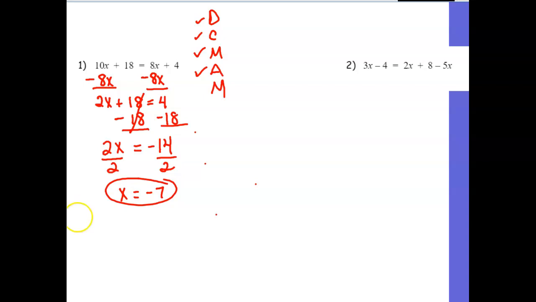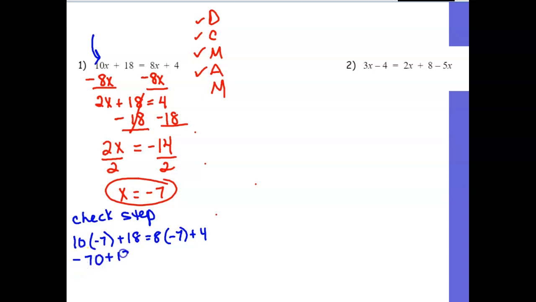What's nice about solving equations is you can actually plug that in and do what's called the check step. The check step works like this. We're going to take that negative 7 and go back to the original equation and plug in, instead of 10x, we're going to say 10 times negative 7 plus 18 equals 8 times negative 7 plus 4. Now we've got all numbers, so we're using our order of operations.